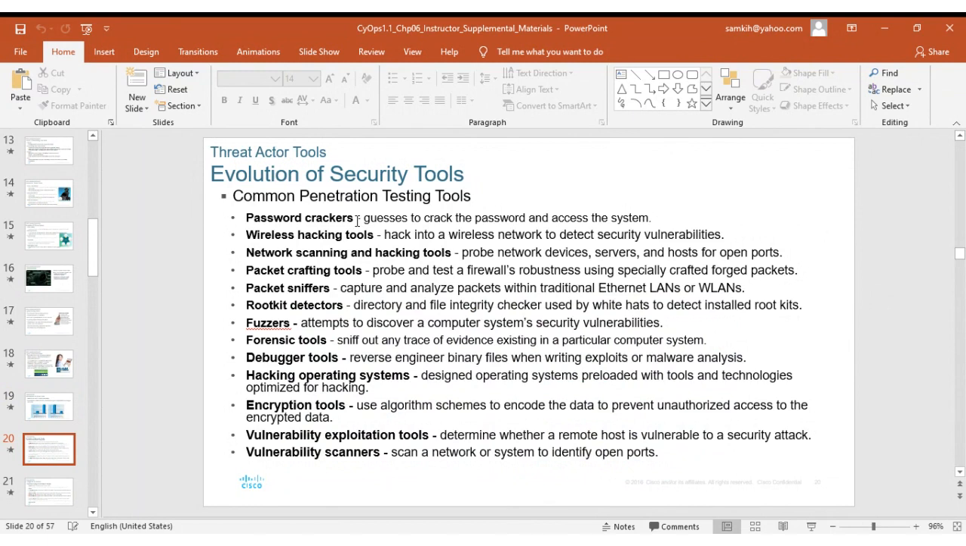We have wireless hacking tools, network scanning and hacking tools, and packet crafting tools. These are tools that can enable you to change, for example, the header of a packet. We have the packet sniffers. Packet sniffers include Wireshark. I think I used Wireshark last time, and I think you know how Wireshark works. It's one of the packet sniffing tools.